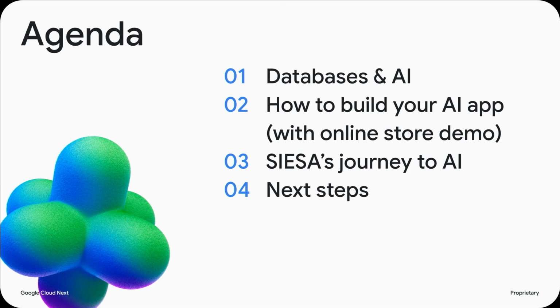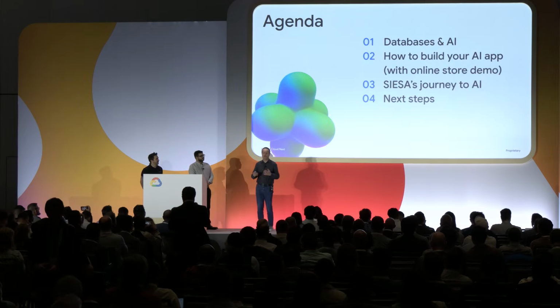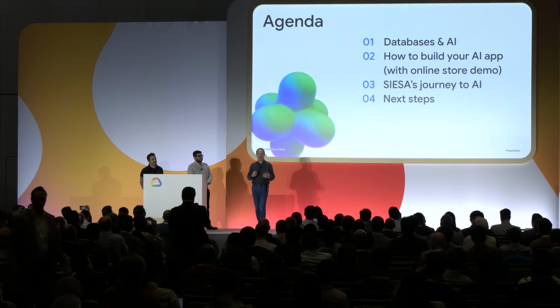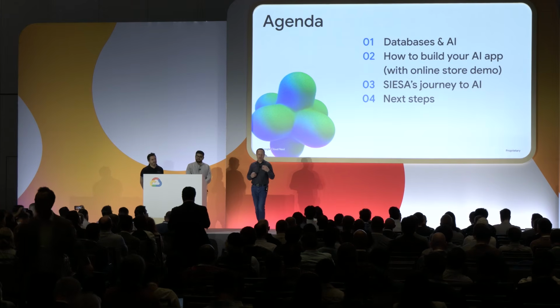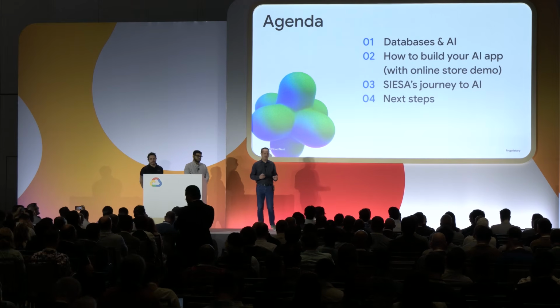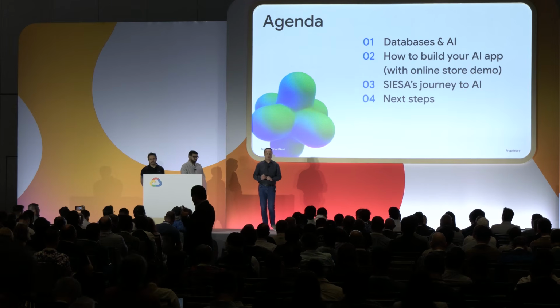So let's look very quickly at the agenda. What we're going to talk about today is, like you saw, how to build an AI app quickly. And we'll see how that connects with databases and with your own data, which is the most interesting way to build an AI app with your own data. We'll go through a few steps that we recommend to get started.